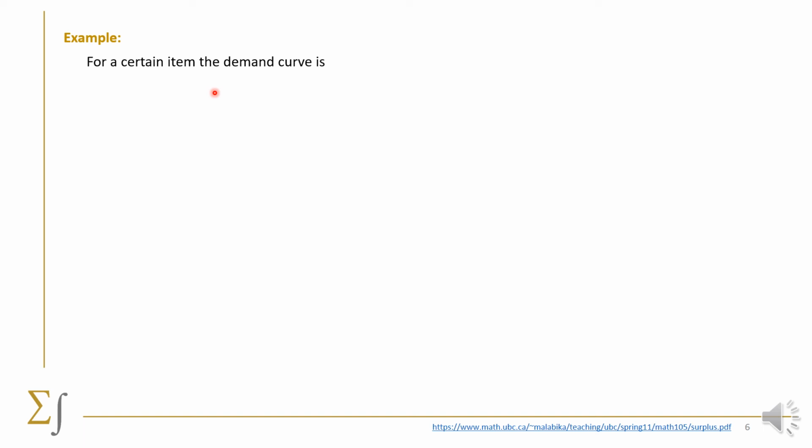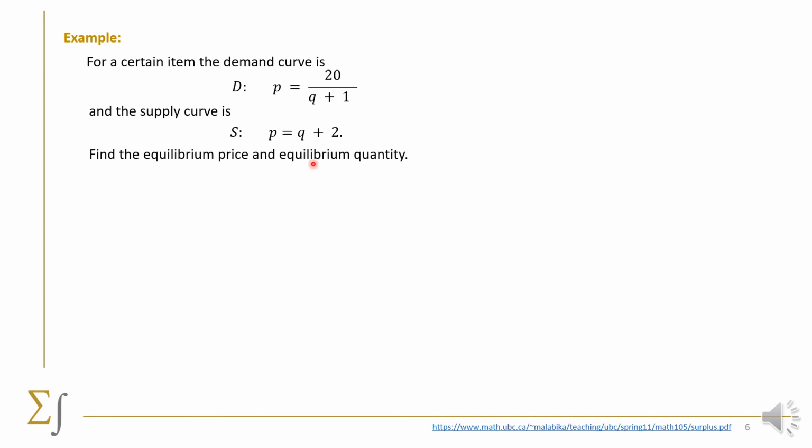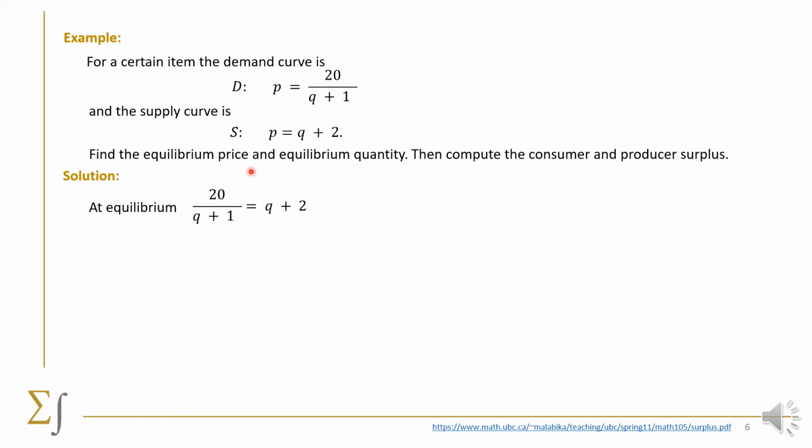For a certain item, the demand curve is given by P equals 20 over Q plus 1, while the supply curve is given by P equals 2Q plus 2. We're asked to find the equilibrium price and equilibrium quantity. Also, we are asked to find the consumer and the producer surplus. First, to find the equilibrium price and quantity, we need to put the supply equal to the demand because we know at equilibrium supply equals demand. And then we solve for Q.